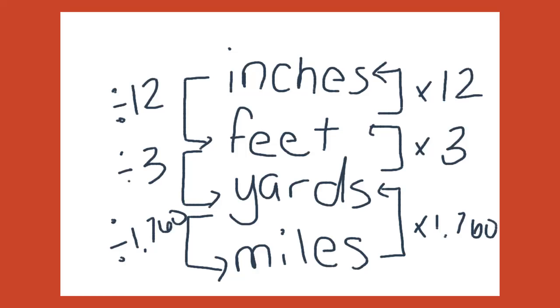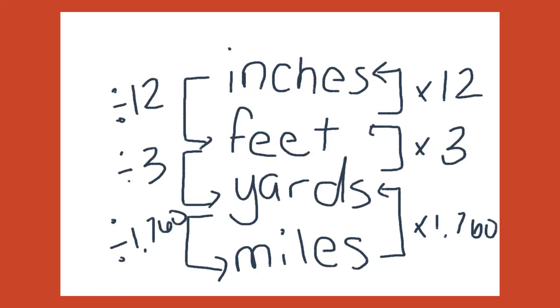Now comes the fun part in customary length, conversions. I can use this chart to convert measurements. For instance, if I'm given a measurement like 24 inches, I can use this chart to tell you how many feet I have. It's easy. I just start with what they give me. They gave me inches, and I have 24 of them.